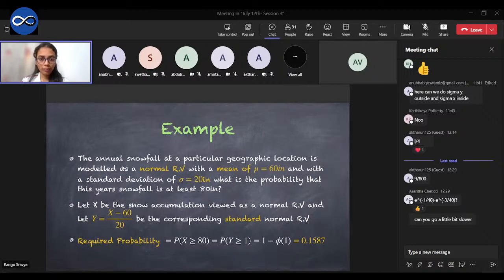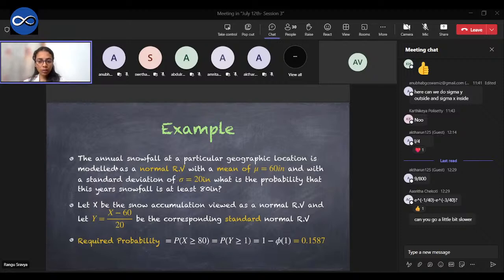Let X be the snow accumulation viewed as a normal random variable, and Y equal to (X minus 60) by 20 be the corresponding standard normal random variable. So let's assume as usual X to be snow accumulation, which is a normal random variable. Now standardize it by using (X minus mu) by sigma, which is (X minus 60) by 20, and this is the corresponding standard normal random variable. Now we want to find the probability that this year's snowfall is at least 80. That means probability that X is greater than or equal to 80.